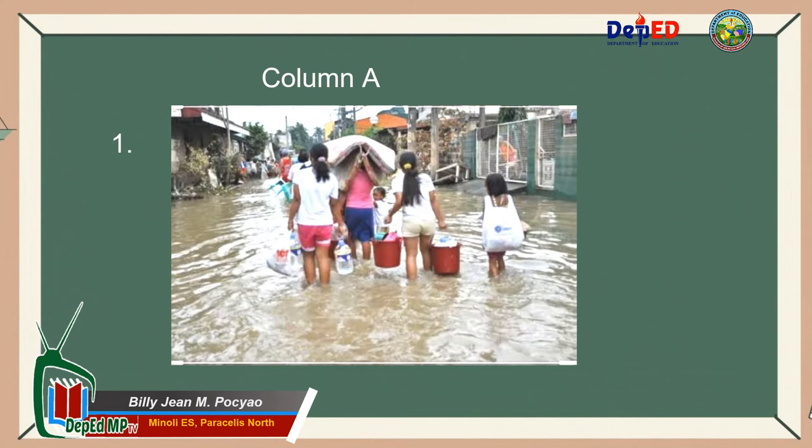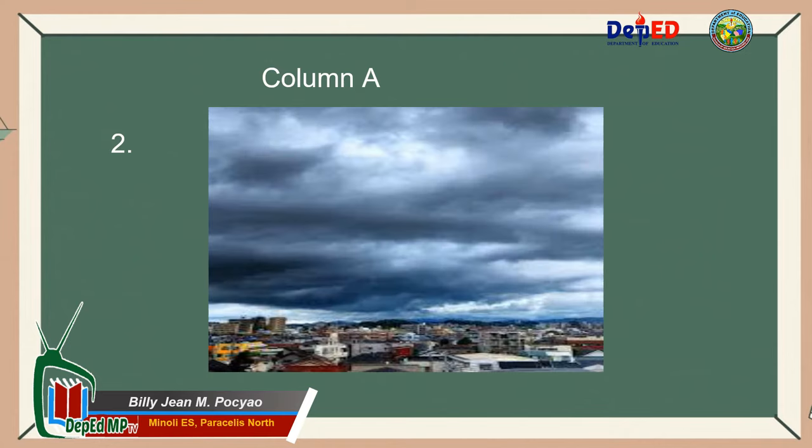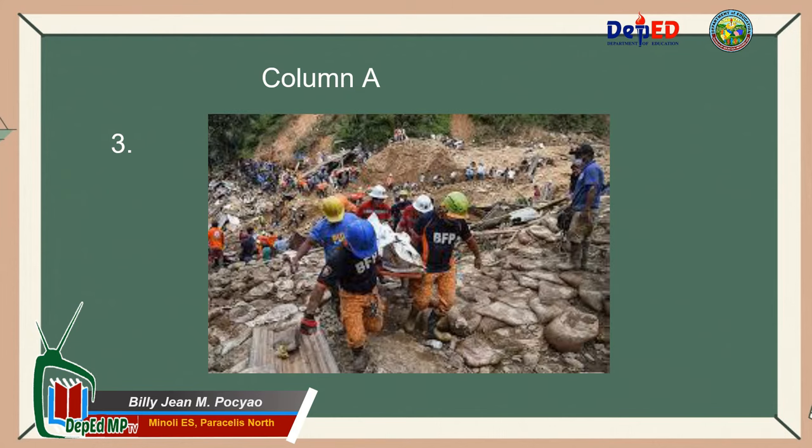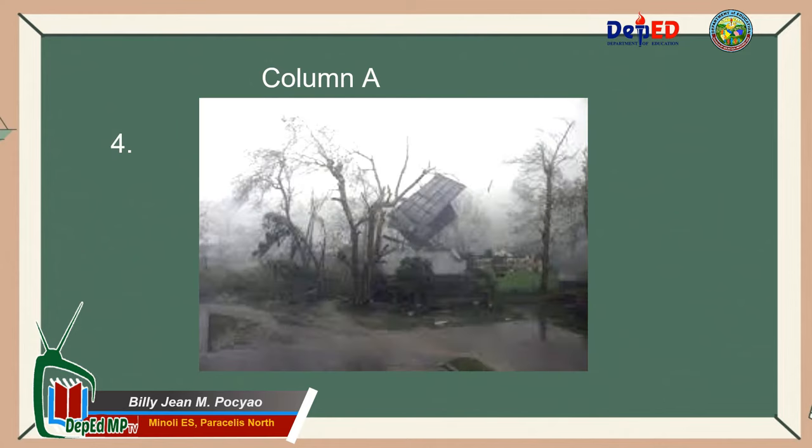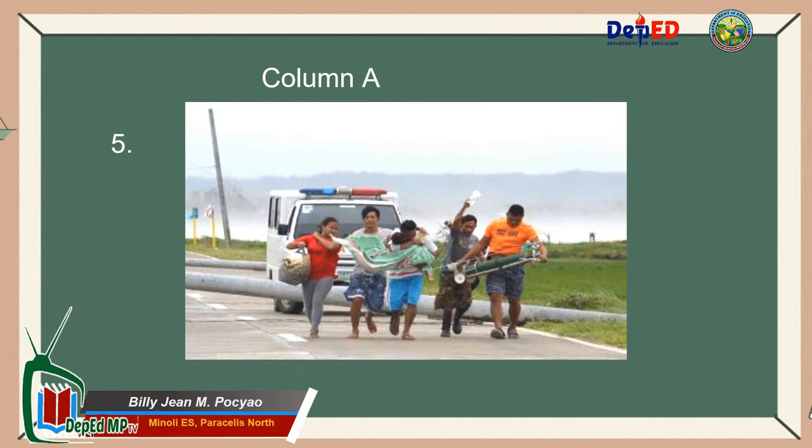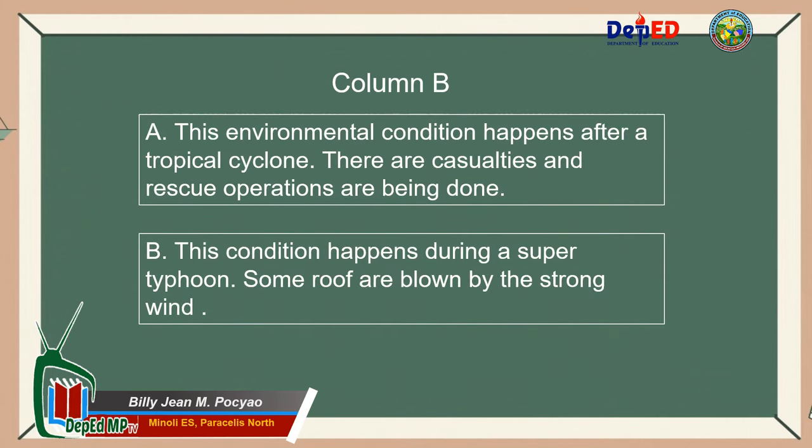Column A has the following items. Number 1. Number 2. Number 3. Number 4. And number 5. Column B has the following choices.